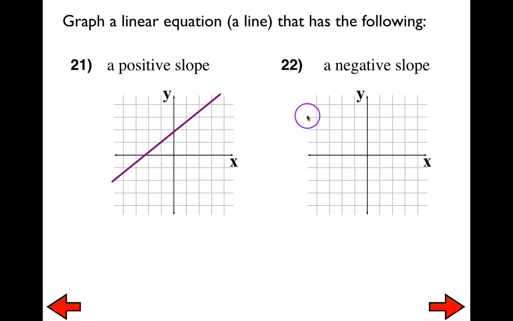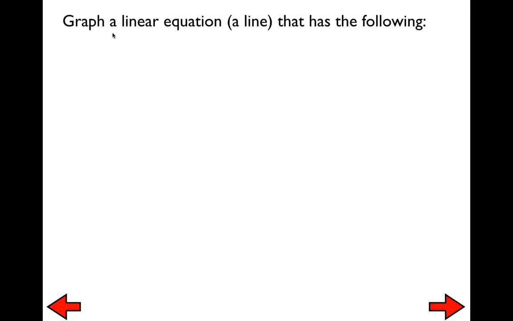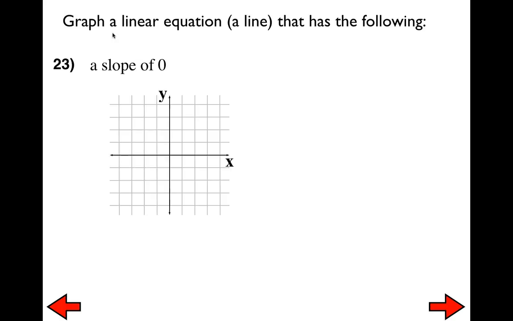All you're going to have to do is make sure that if you read your graph from left to right, it is going downhill. Okay, so are there other options? Absolutely. Now we're going to go ahead and practice graphing a slope of 0. So what's that going to look like?